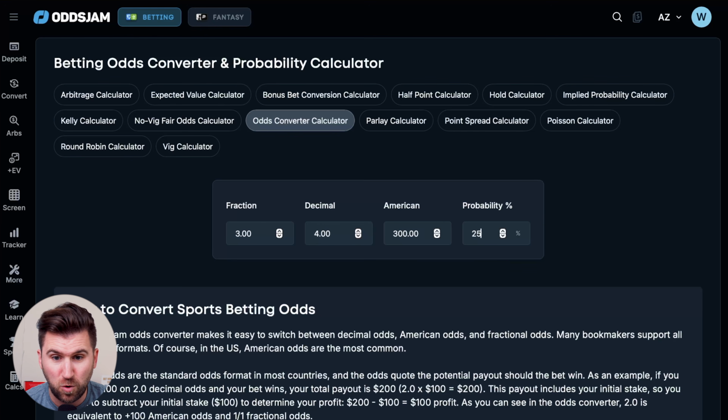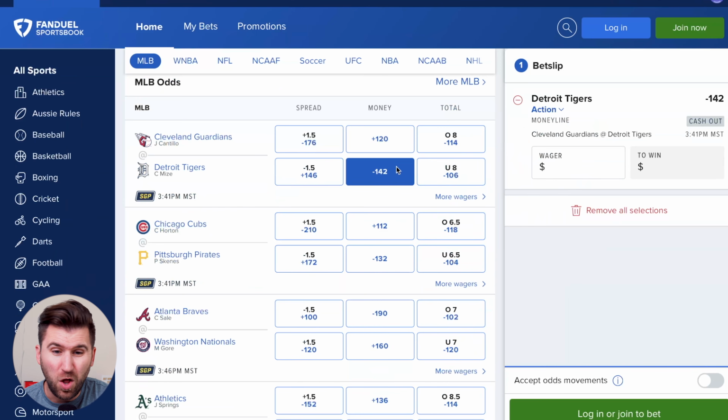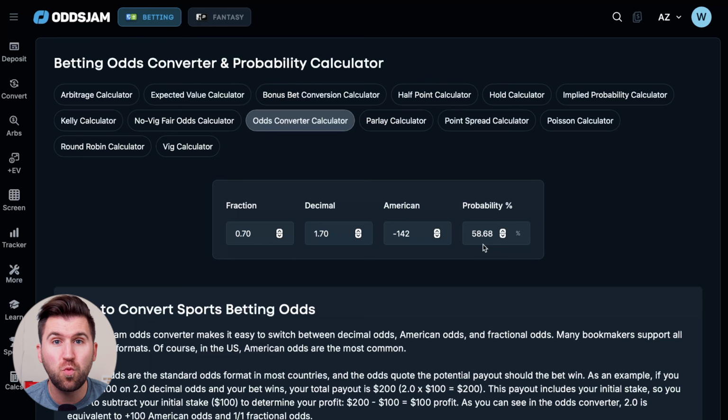On the flip side, if I told you that I had a 25% chance of winning, then that's 4 for decimal, plus 300 for American, or 3 for fraction. Over here at FanDuel, you can see that all of these plays are in American odds, so the Tigers on the money line at minus 142 means that the actual odds of me winning this bet is a 58.68% chance.